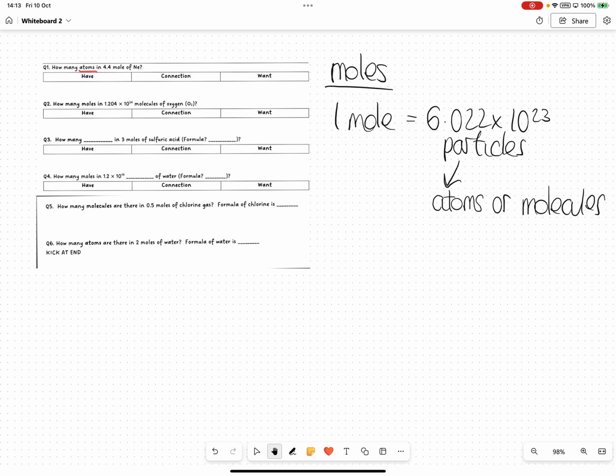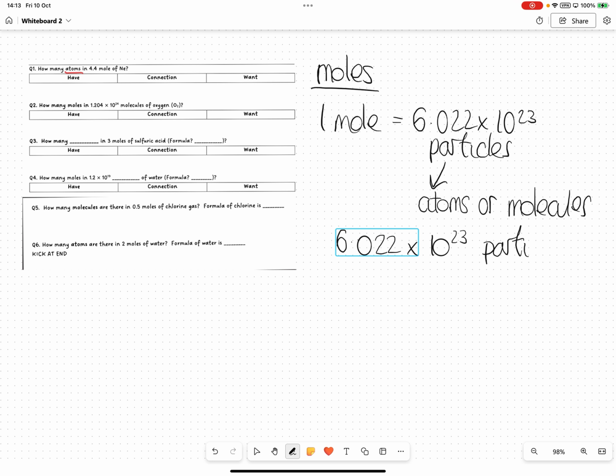You've been introduced to a conversion factor, which is 6.022 by 10 to the 23 particles all over a mole. Okay, and that makes sense because 1 mole is 6.022 by 10 to the 23. So when we're doing our questions, there's always going to be something we have in the question and something we want in the answer. And we have to find or use this conversion factor.